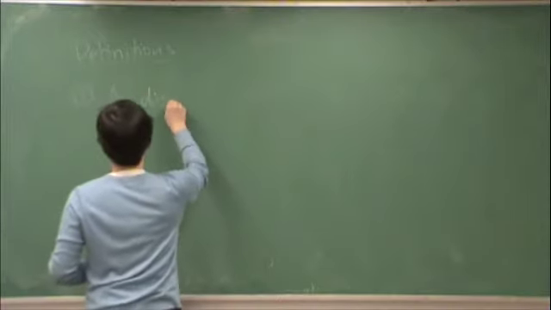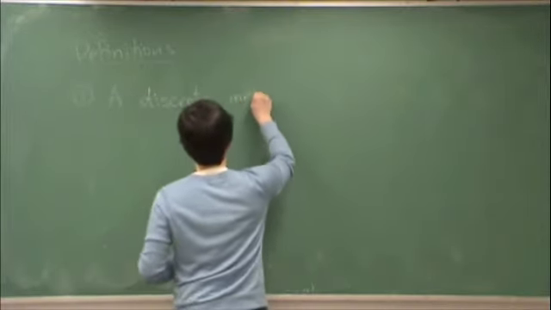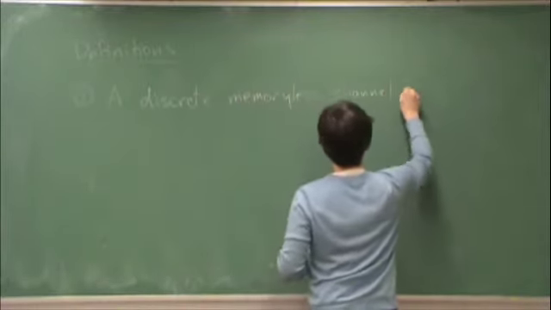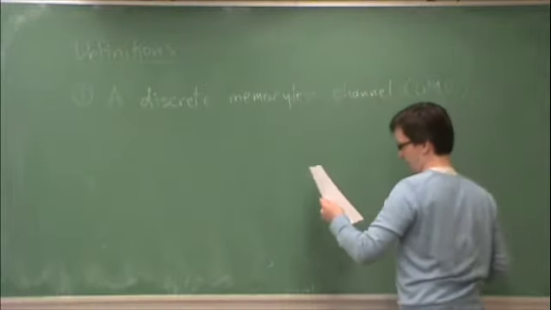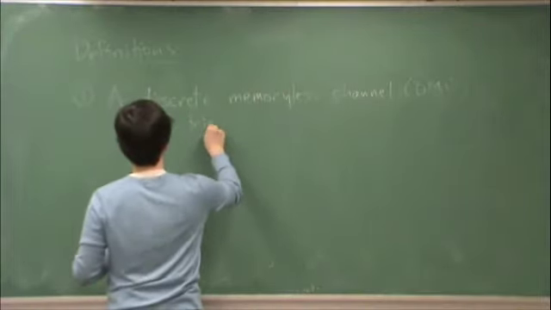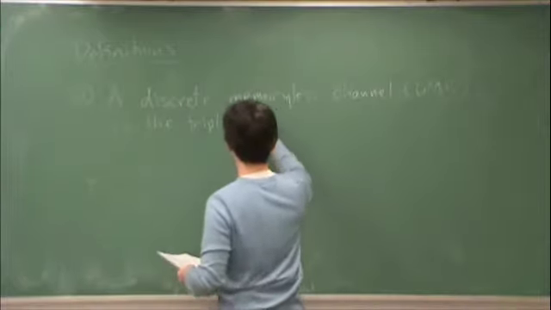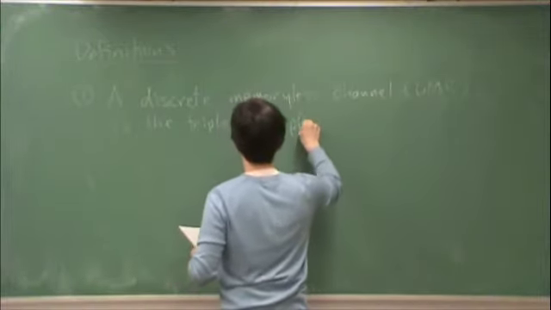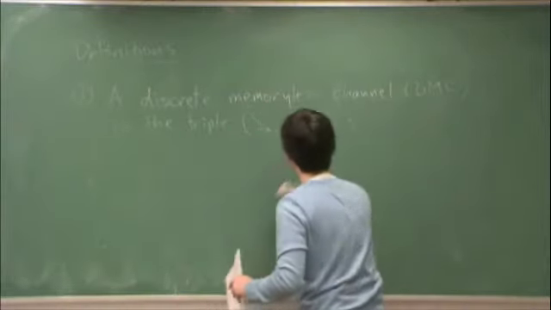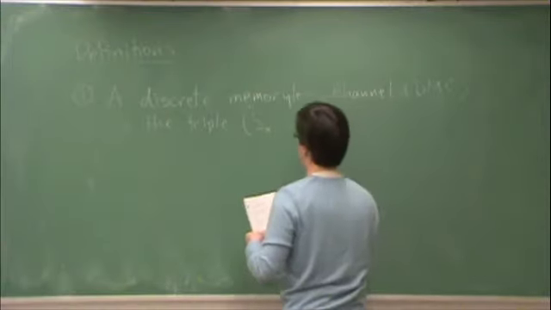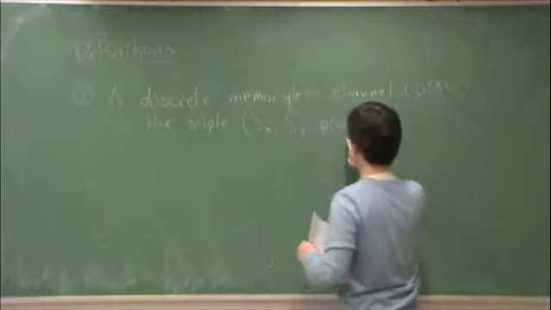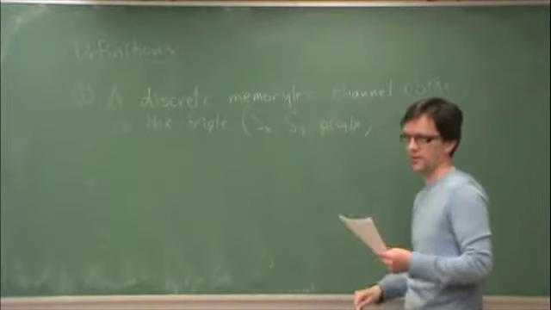a discrete memoryless channel, or DMC, is the triple consisting of Sx, P of y given x, and Sy. Sorry, I suppose I should do this in the order Sx, Sy, P y given x, because P y given x is a function from Sx to Sy.